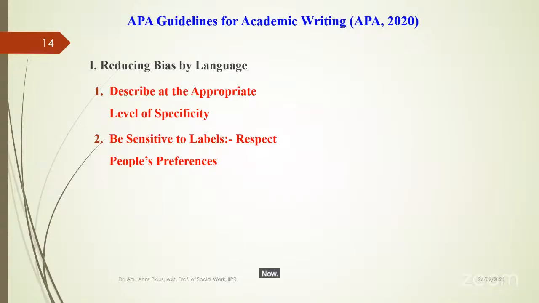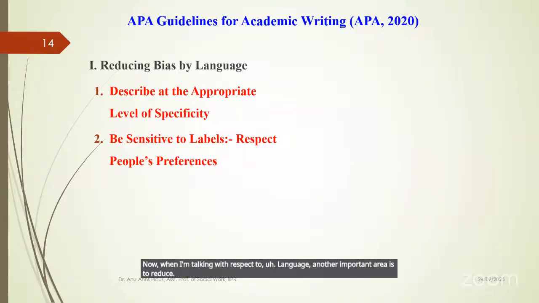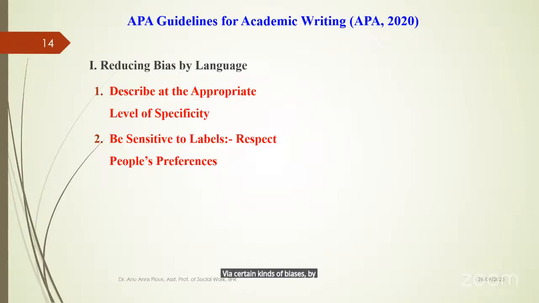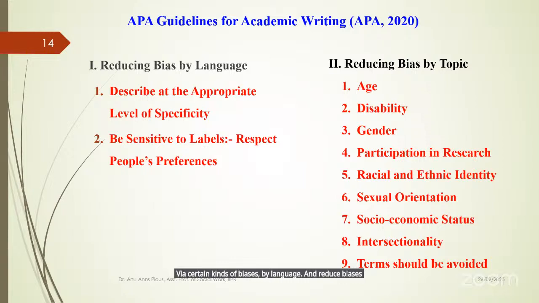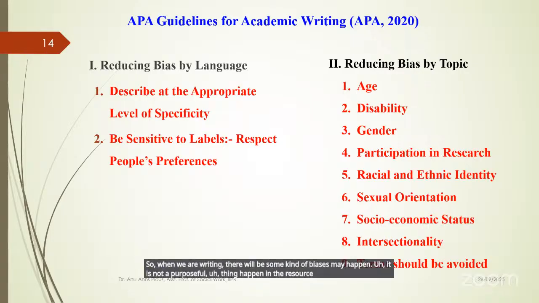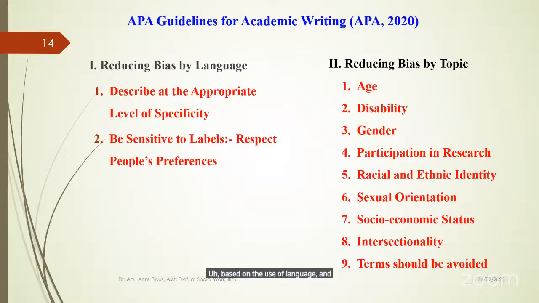Now, when I'm talking with respect to language, another important area is to reduce biases, biases by language and biases by topic. When we are writing, some kinds of bias may happen. It is not purposeful, it is not a mistake, and it is not a major issue also, but as much as possible we have to avoid certain kinds of biases based on the use of language and based on the topic also. I will go through each one in detail.